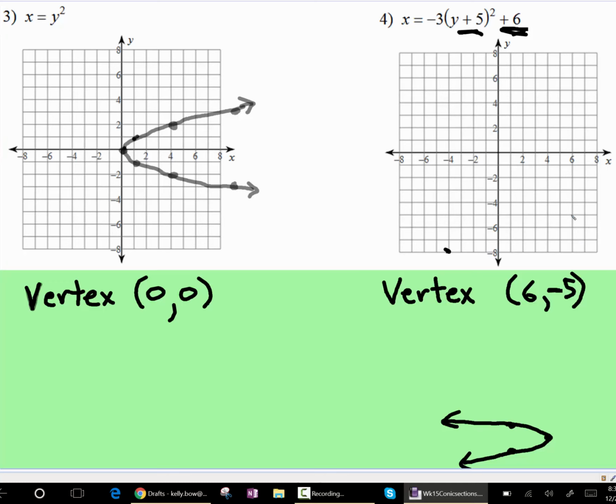Down 5. And because there's this negative sign right here, it's facing the negative direction, and it's going to be 3 times as narrow because the slope is 3. So it will be a more narrow parabola looking something like that. All right.